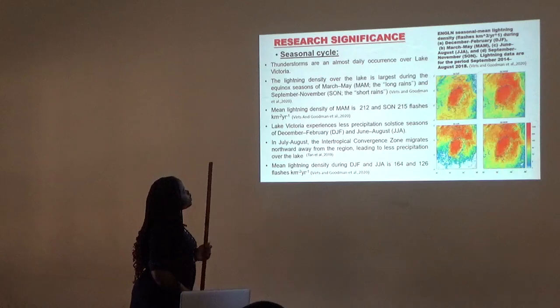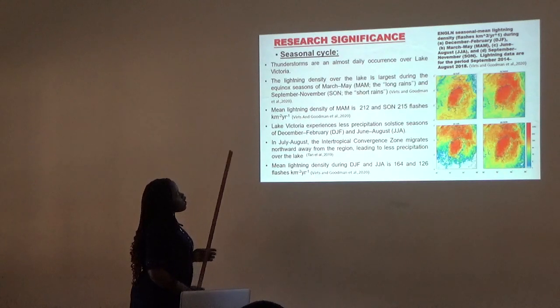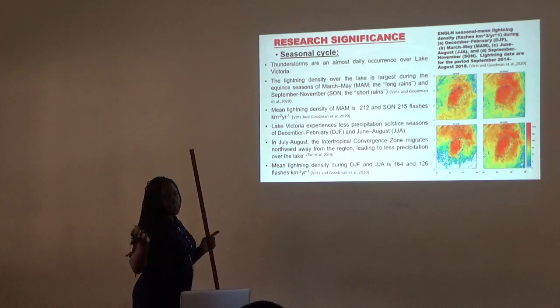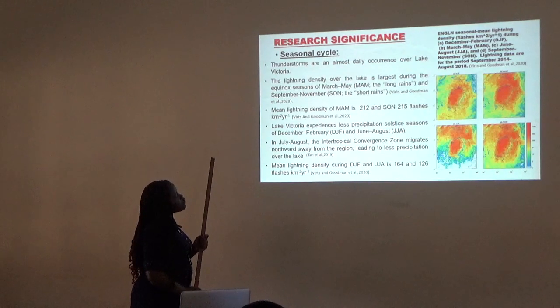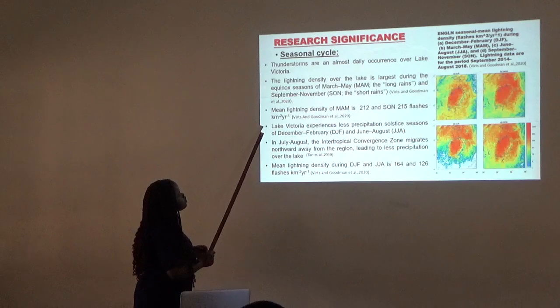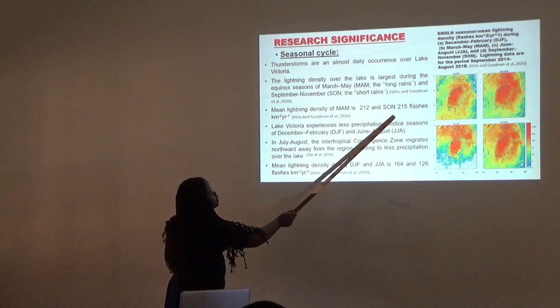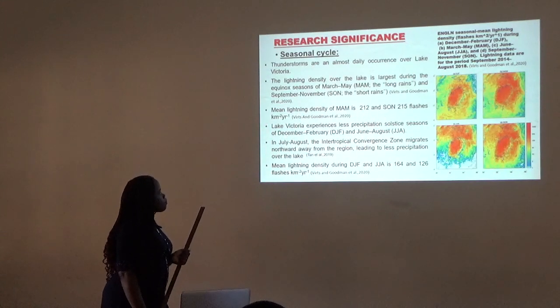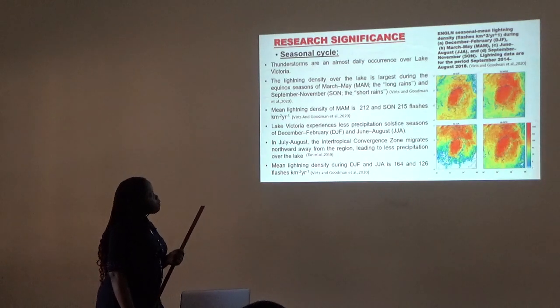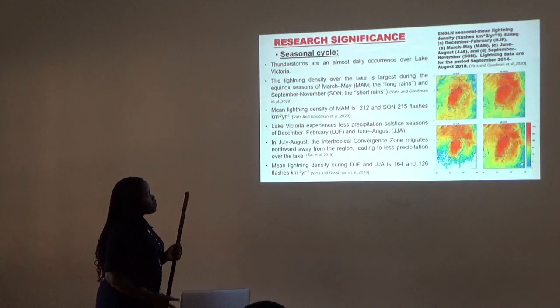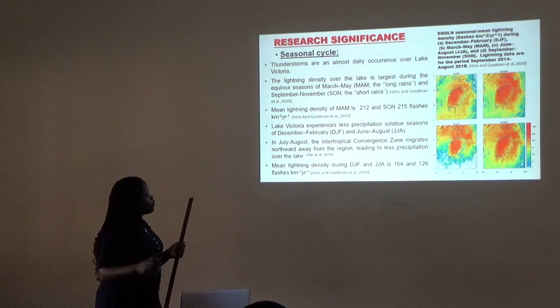The rainy seasons are March to May and September to November. March to May is known as the long rains, and September to November are the short rains. According to different studies, the mean lightning density for March to May is around 212, and for September to November around 215 flashes per kilometer squared per year. So this region really receives a lot of lightning in a full year.